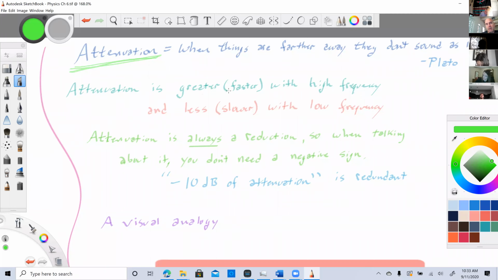Attenuation is greater or faster, depending how you want to use the English language, with high frequencies. Attenuation is greater with high frequencies. That's why we use the linear transducer on the neck. We're not going very deep. It's a high frequency transducer. You cannot use the linear on the abdomen. It'll only go an inch and a half, maybe 2 inches into the body before it is attenuated out.